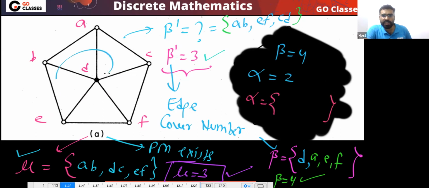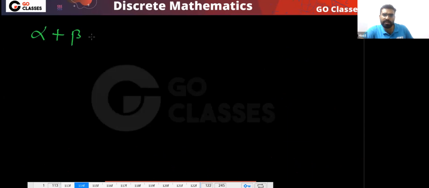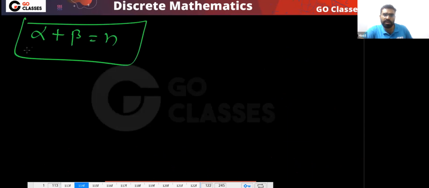Can you notice what is the largest independent set you can create? If you want to create the largest independent set, can you take D? If you take D, you cannot take anything else. So you cannot take D. Finally, I can take A, E. So anyway, you can notice beta is 4, alpha is 2, because we already know that alpha plus beta is equal to N. Independent set plus vertex cover is equal to N.